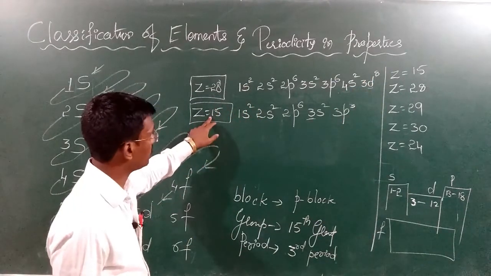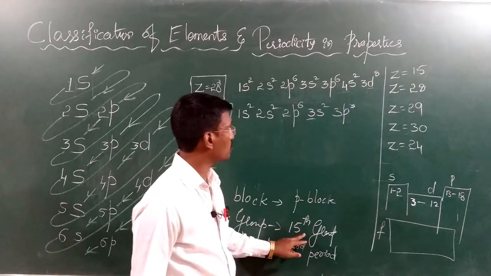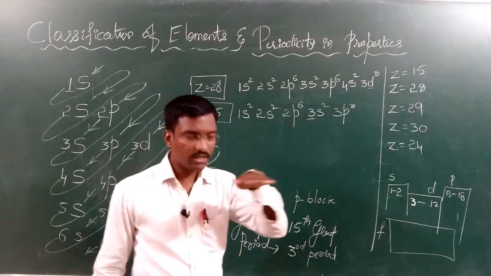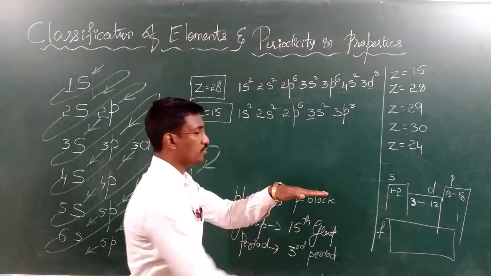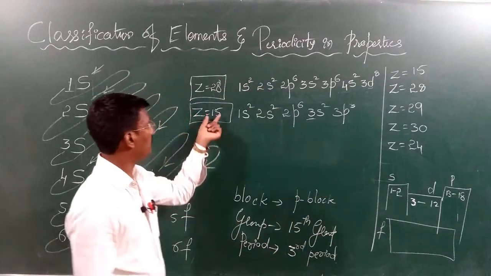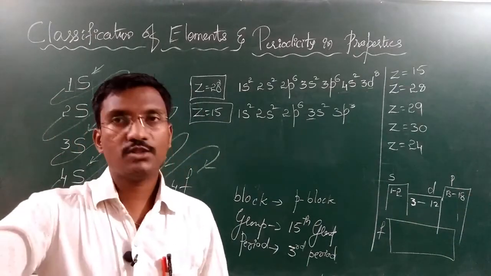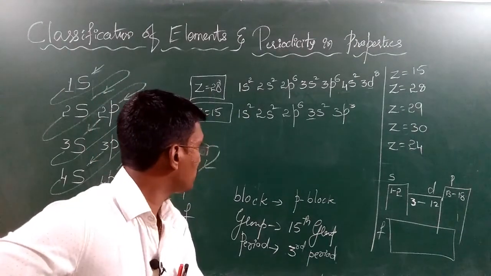Similarly, atomic number 15 belongs to the p block. Group is 15th group and period is third. So move to the third period and look at the 15th group, and you will see the element having the atomic number 15. Are you getting? So this is how we have to determine the position.